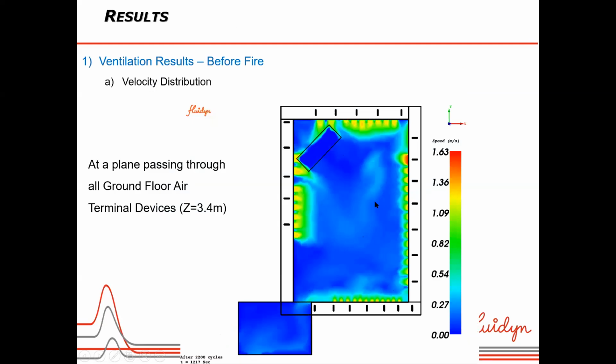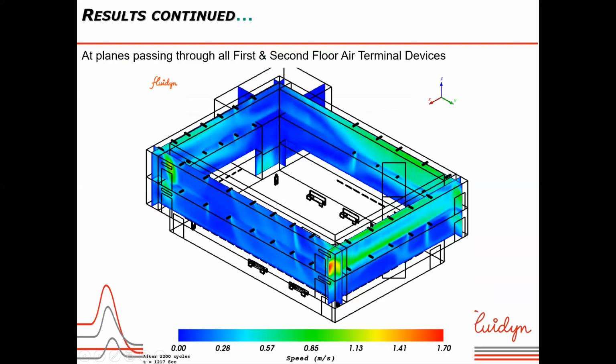This is the ventilation results. For some particular sections, we look at how the velocity distribution is. That was the air information which is fed to the inlets. So we can see this is the velocity distribution at the inlets. The same thing in different planes in the 3D view, we can present the results.